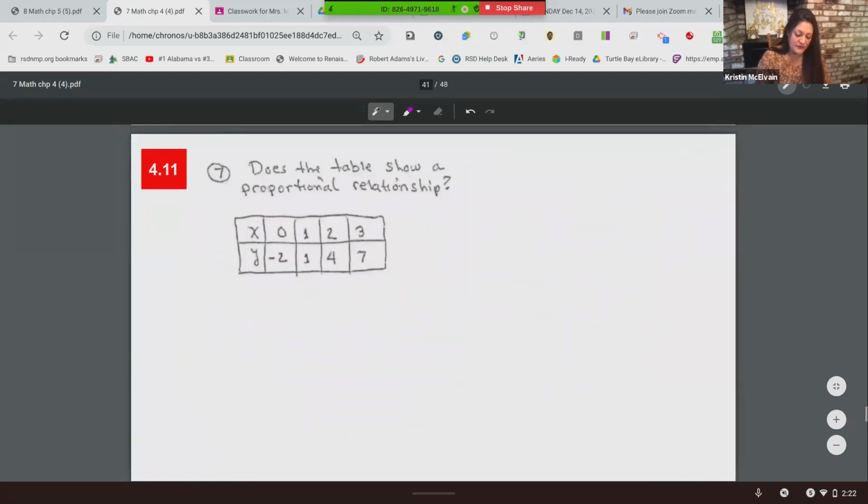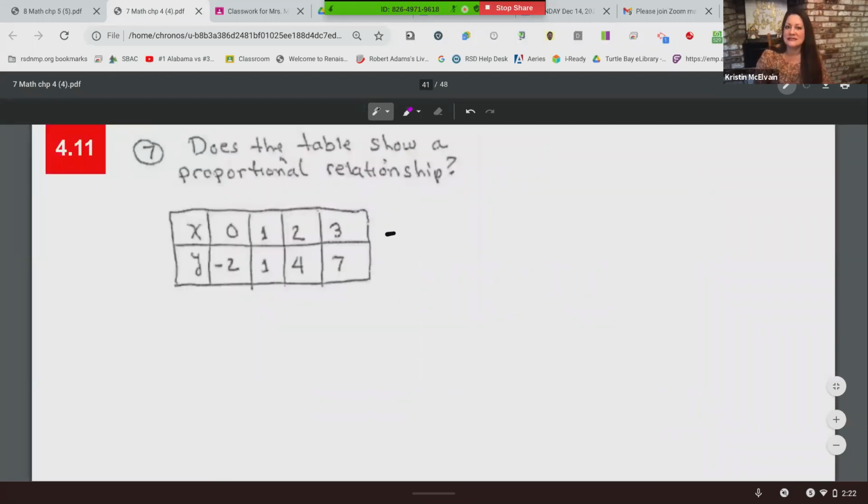This is a review from earlier in this chapter. Does this table show a proportional relationship? Okay, so we want to see if it's a consistent step or a consistent slope between the XY coordinates. Okay, so for the X's, X looks like it is increasing. There we go. Okay. Increasing by 1, plus 1.